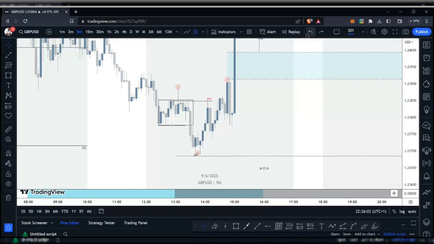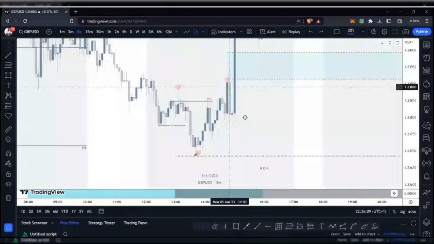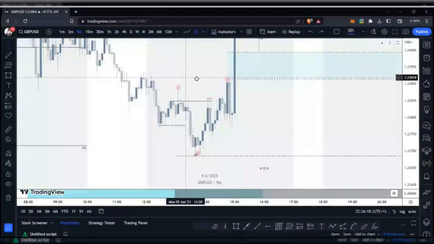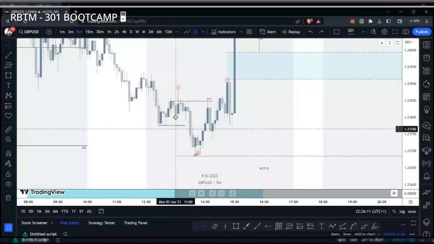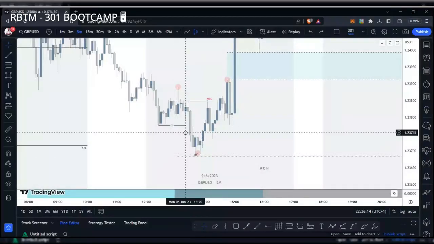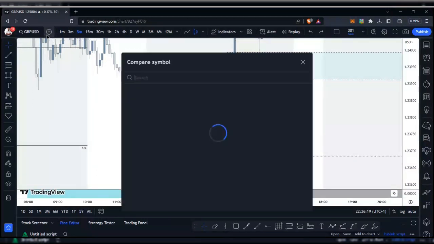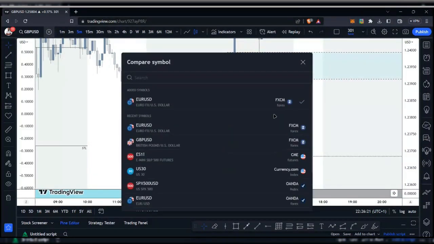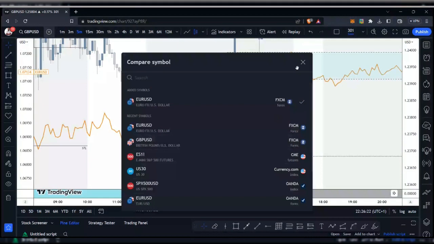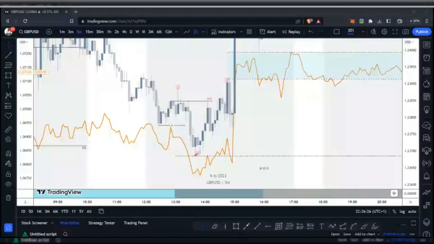Okay. Now, where would you have played? Because the question is, after all of this, where would I have played? Where would I have positioned my entry? But before we look at the entries, let's overlay EU. Let's overlay EU.